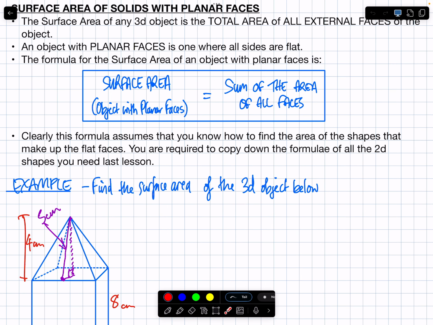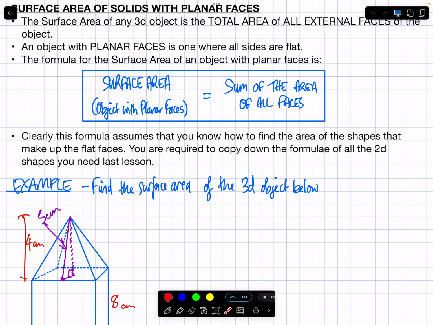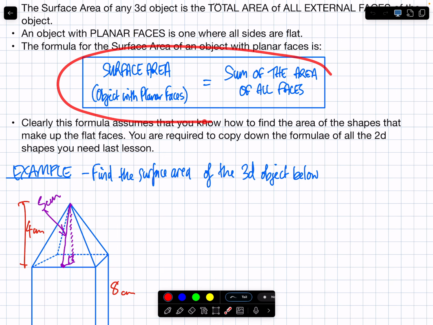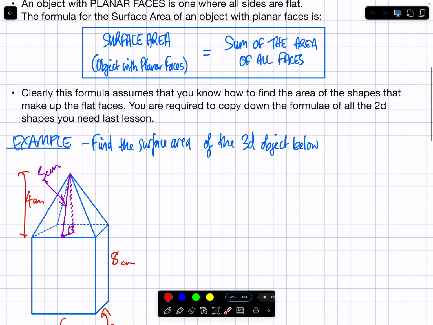Do you have a formula for the area of a rectangle or a square? Length times by width. Area of a triangle. Half base times by height. So clearly this formula that I'm giving you here, surface area, is the sum of all the faces. Clearly that assumes you know how to find the area of shapes that make up the flat faces. You're required to copy down the formula of all the 2D shapes you need last lesson. So you've had time to get that.